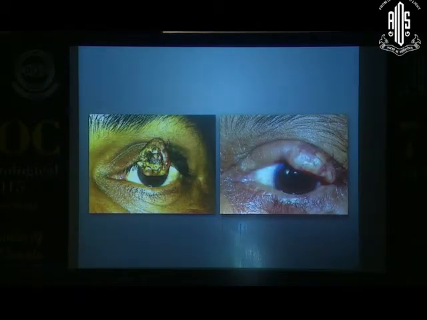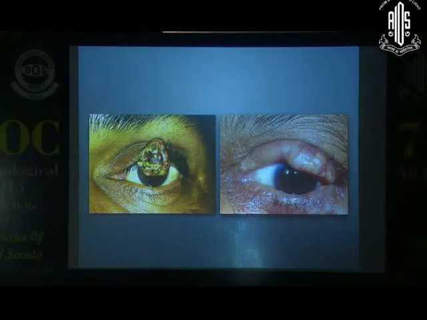Another patient who came with a burst chalazion gave a history that he had a nodule here which burst out, leaving a lot of discharge and necrotic material. But you can see the irregularity and the solid nature of the lesion.